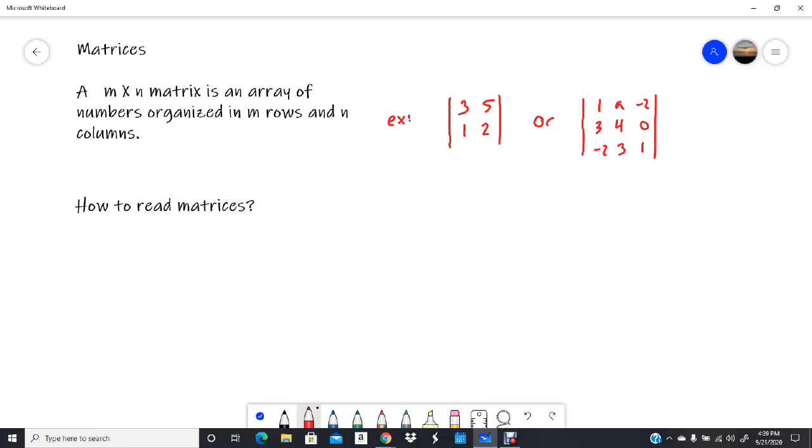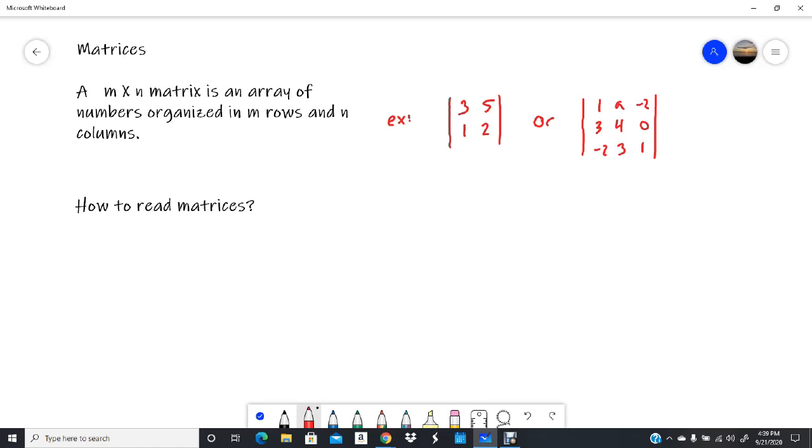In this video we'll be going over matrices. What is a matrix? An m times n matrix is an array of numbers organized in m rows and n columns. Where do we use matrices? We use them in algebra to solve multivariable, multi-sum equations.